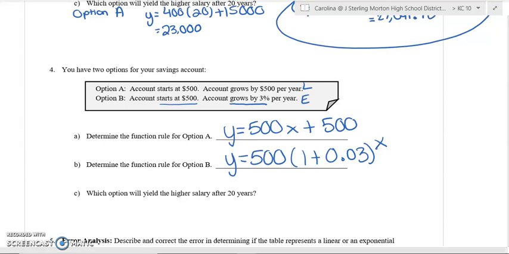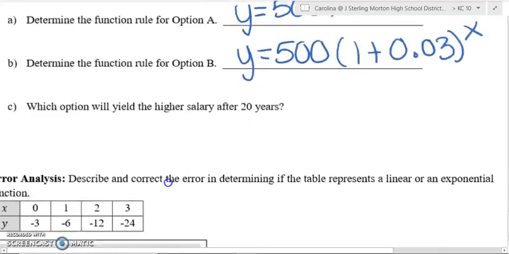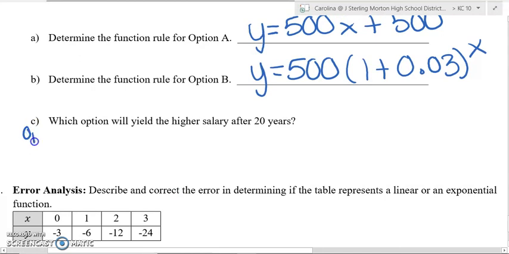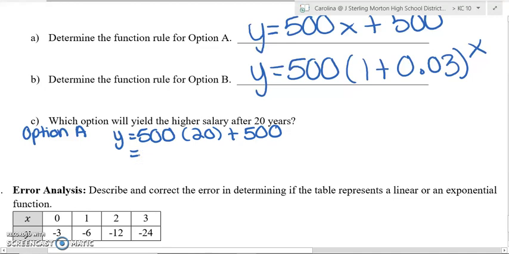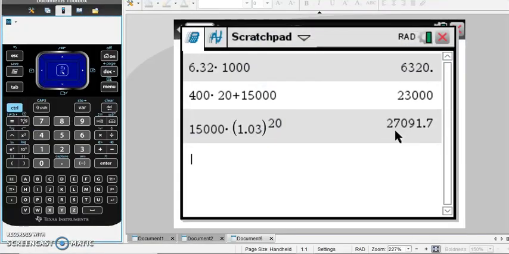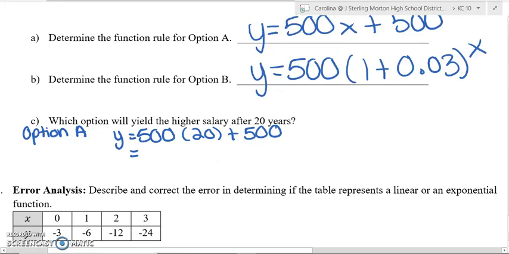Option C, which option will yield a higher salary after 20 years? So for again, option A, it's going to be y equals 500 times 20 plus 500. So it's going to be 500 times 20 plus 500. 10,500. So option A will give us 10,500.